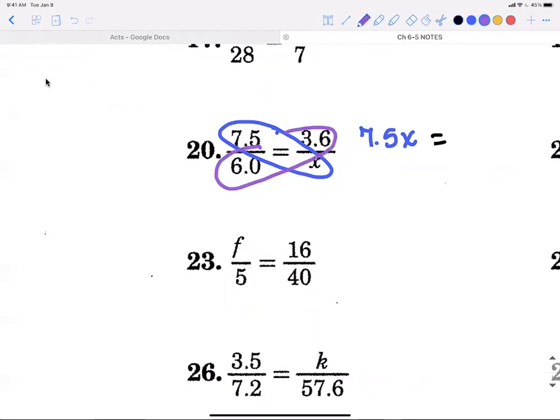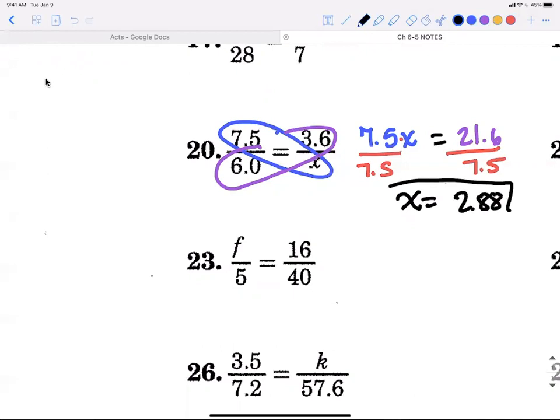6.0 times 3.6. Well, 6 times 3.6 is 21.6. You divide both sides by whatever is multiplied by the x. So even if it's a decimal, just still do it. And you guys have calculators, so don't make this harder than it has to be. 21.6 divided by 7.5 is 2.88, and that's your answer.